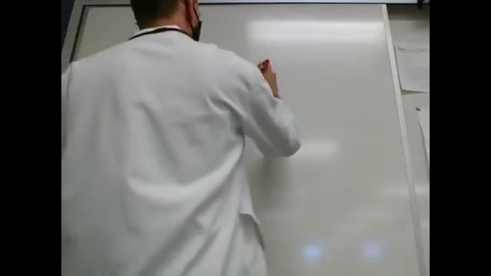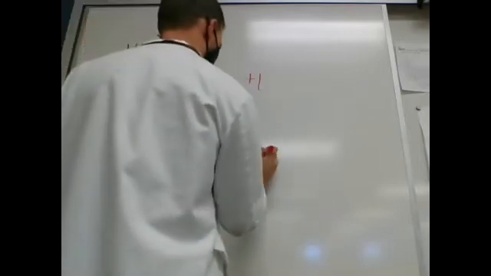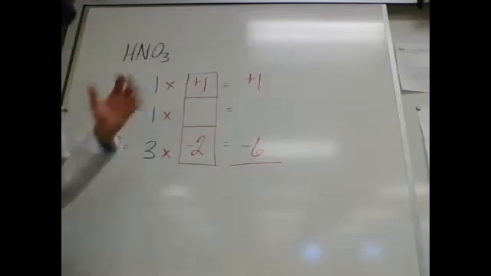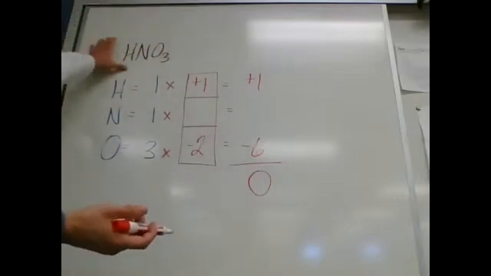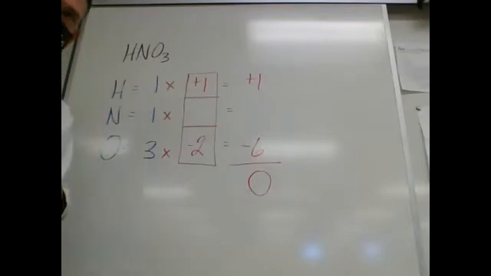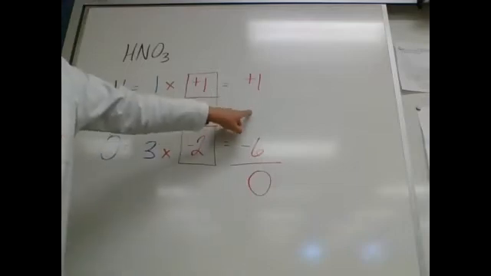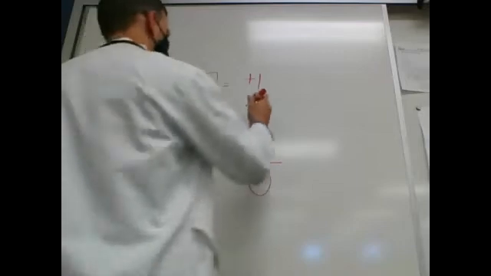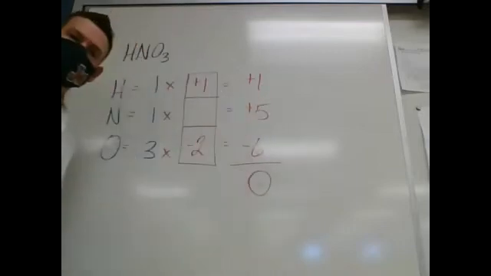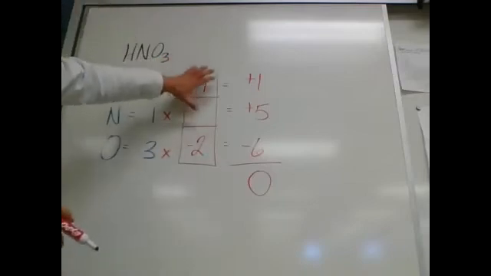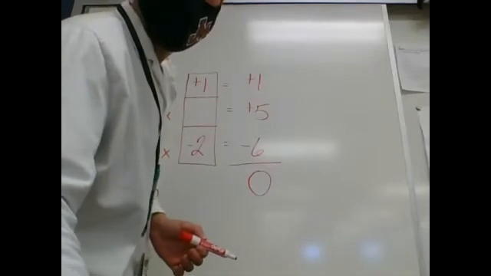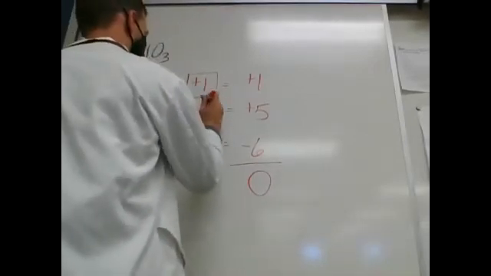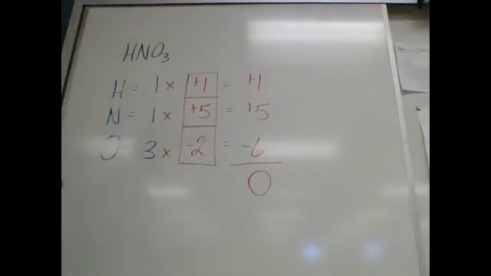1 times 1 is 1. And 3 times -2 is -6. What I know about this compound is that altogether, the overall charge is 0. Look at nitric acid. It has no net charge. Therefore, what must the overall charge of nitrogen be? It must be +5. Now, that's not necessarily the answer, because the oxidation states are going into the boxes. 1 times what is positive 5? Positive 5, so this time it is. And now I've got the oxidation states of every member of the compound.